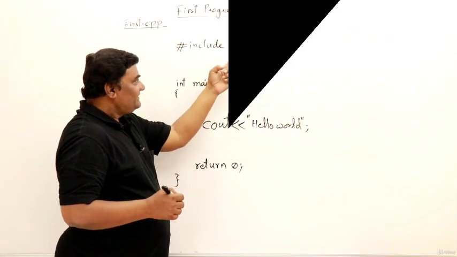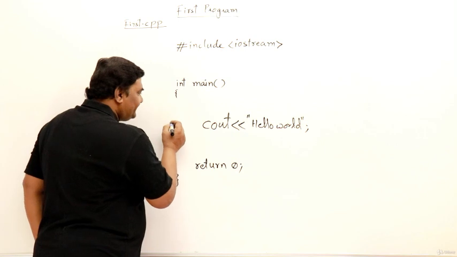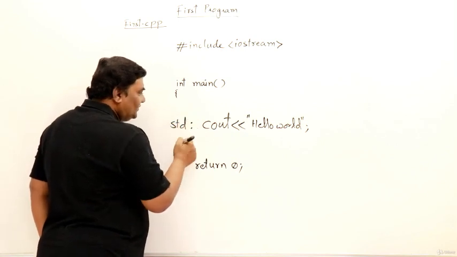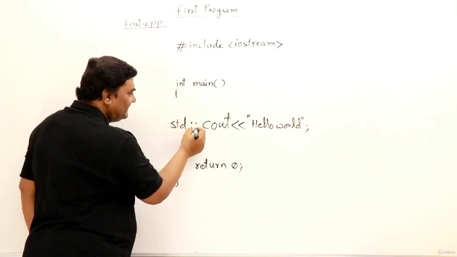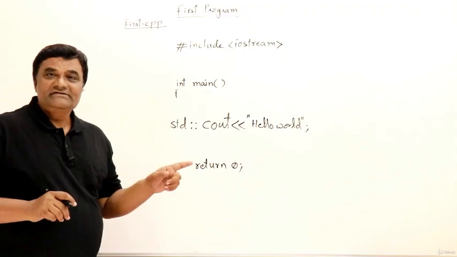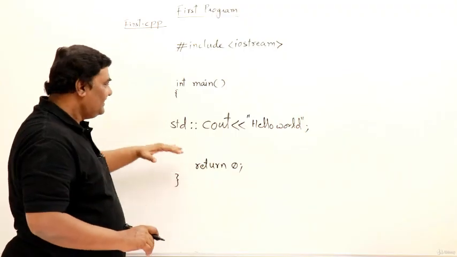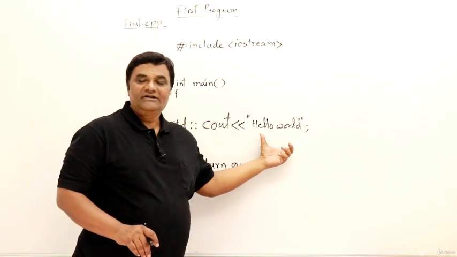This cout, as it is present there, we cannot use it directly. We have to write namespace. So I have to write std double colon. This symbol you will find on the keyboard. You hit it two times. So this is scope resolution. Colon and colon, that is double colon. This is called scope resolution. So the correct method is to write std scope resolution, then cout and whatever you want to give.